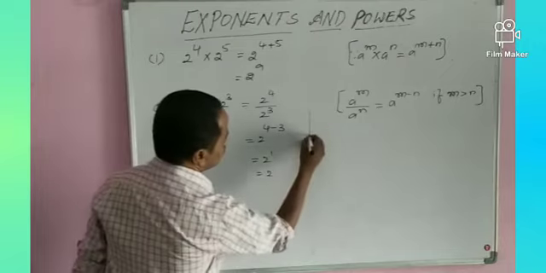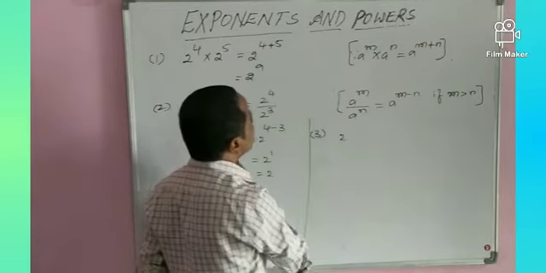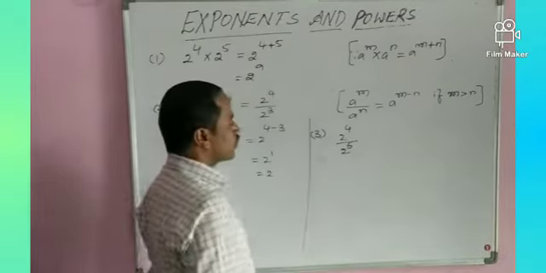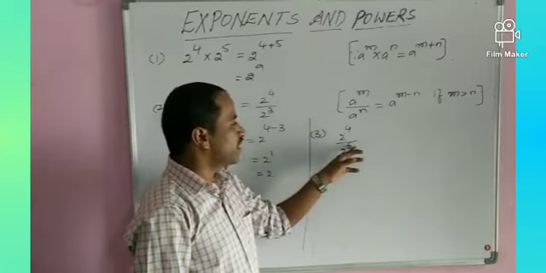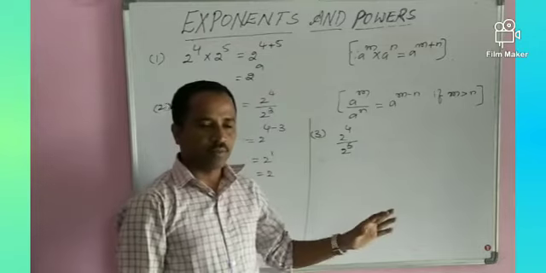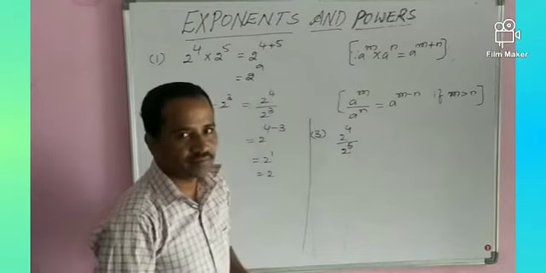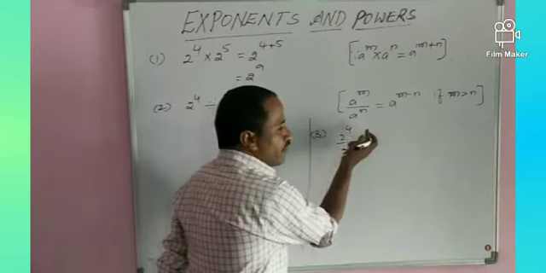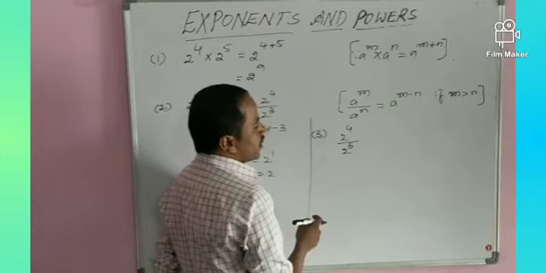Next, 2 power 4 by 2 power 5. Here, m is less than n value. Dear students, please listen. Look at the blackboard. What do you observe? 4 is lesser, 5 is greater. 4 is in the place of m value, 5 is in the place of n value. So m is less than n value.